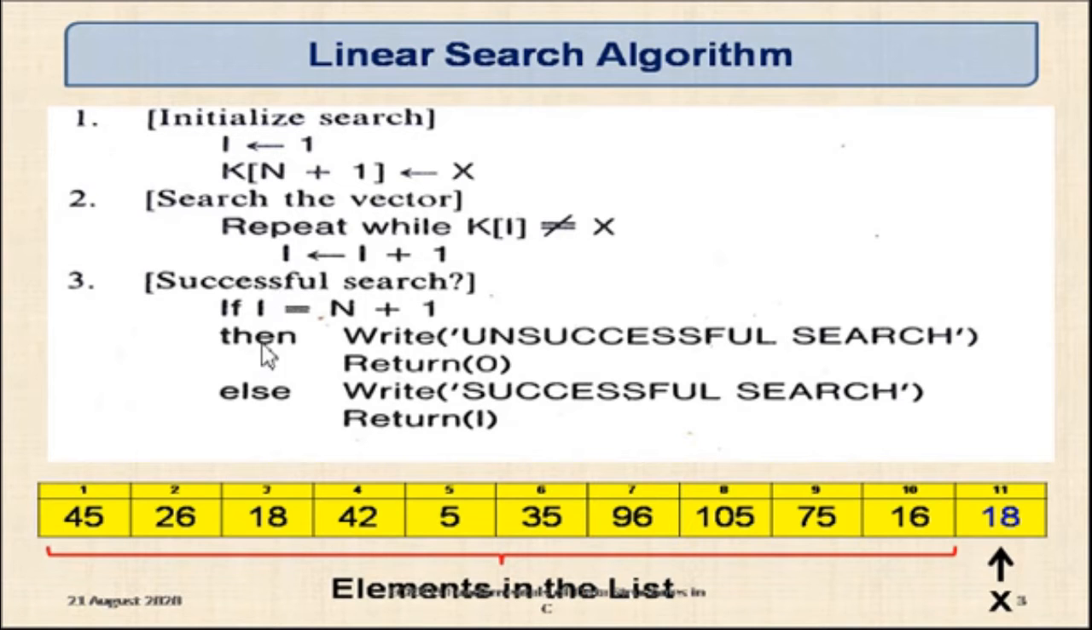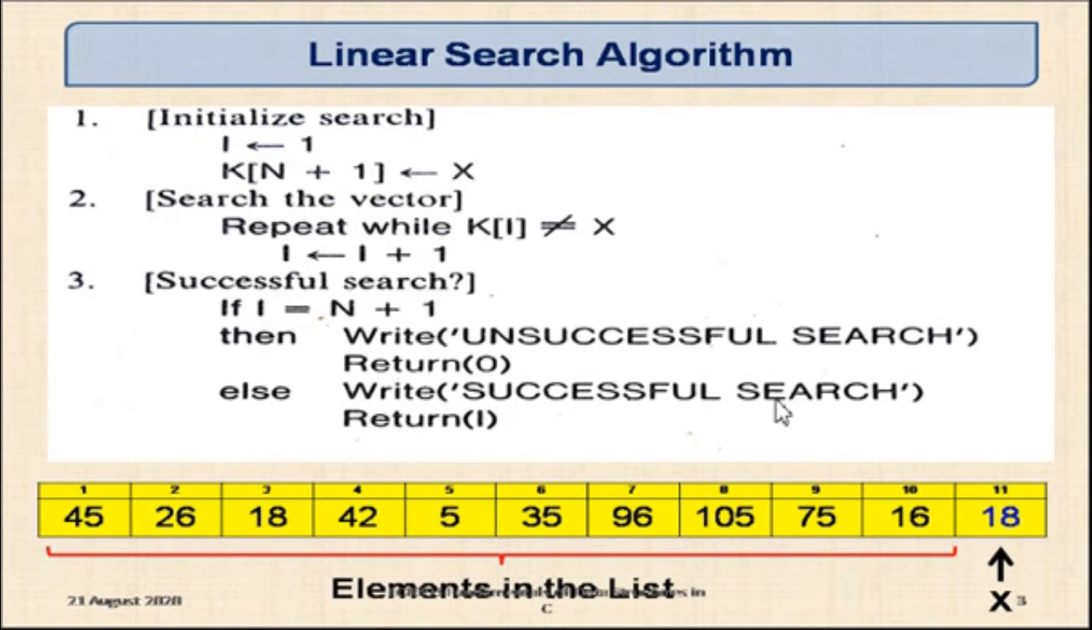Next step: if I is equal to n plus 1. Why we are checking this condition is that, if the element x is not available in the entire list, then the value of I would have become 11 in this example, that is n plus 1 in general. In that case, we can write unsuccessful search. But in our example, the value of I is 3 only. So this condition fails and it will come to the else case.